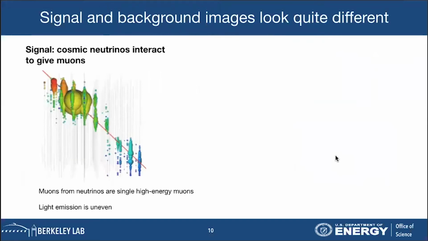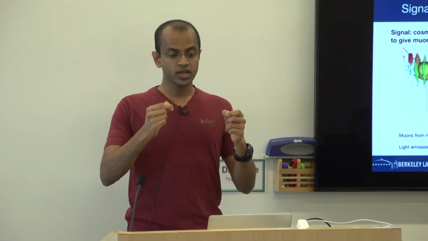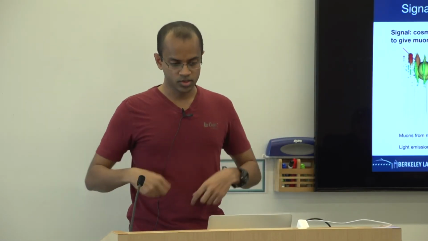Now I want to talk about, for this data set, what is a signal and what is a background. As I mentioned before, cosmic neutrinos interact to give charged particles. For this data set, we consider just one type of charged particle called muons. Now, the signal here is muons generated by these cosmic neutrinos.